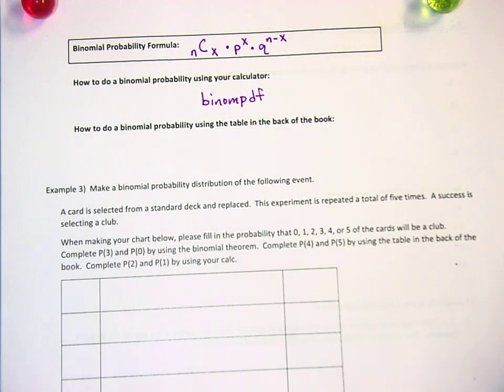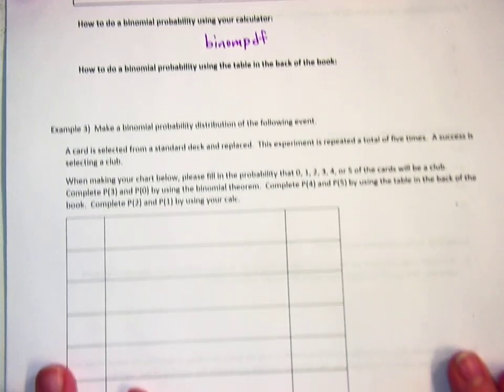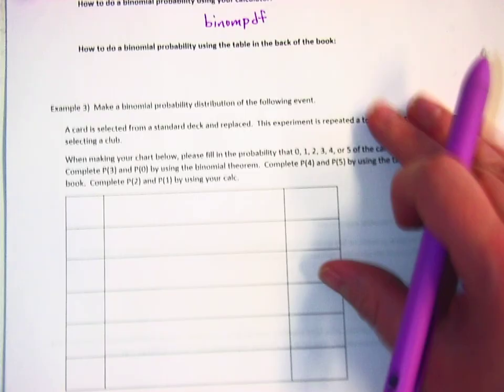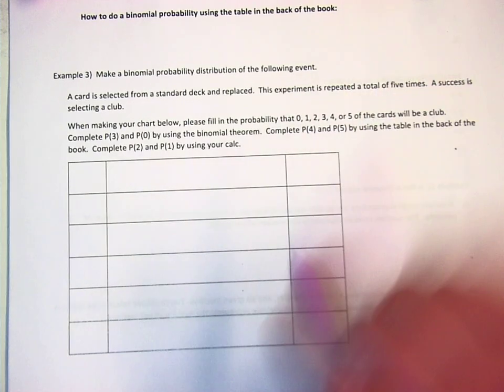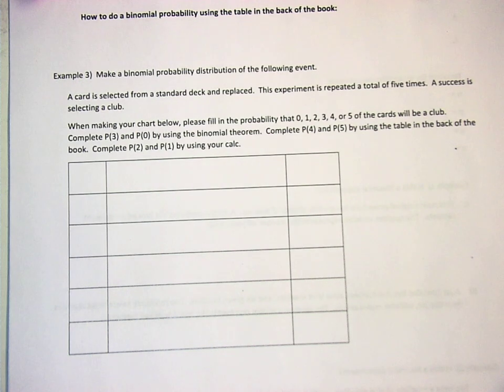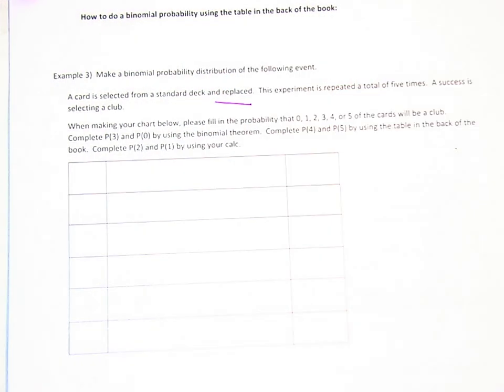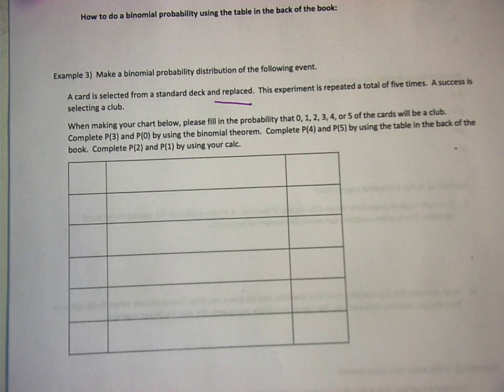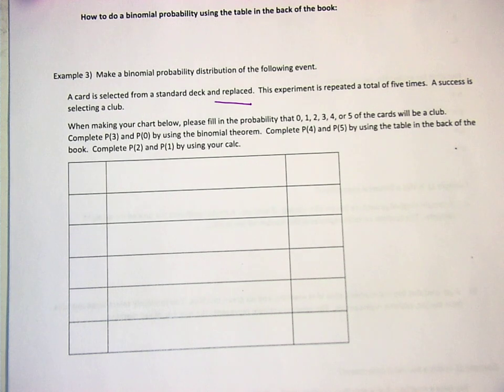So we're going to go down here. We're going to skip this part that says how to do it in the back of your book because I'm not doing that yet. And we're going to do this example. It says a card is selected from a standard deck and replaced. That's important. An experiment is repeated a total of 5 times. A success is selecting a club. Okay. When making your chart below, please fill in the probability that 0, 1, 2, 3.